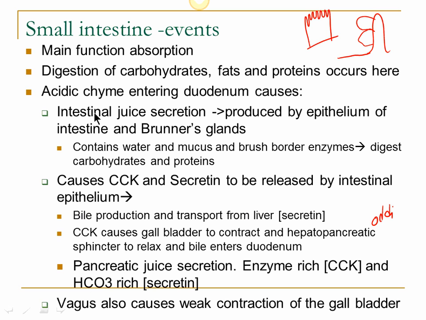And then the vagus, remember, so these were hormones which brought about activity in the small intestine. The vagus, the parasympathetic part, also causes weak contraction of the gallbladder.